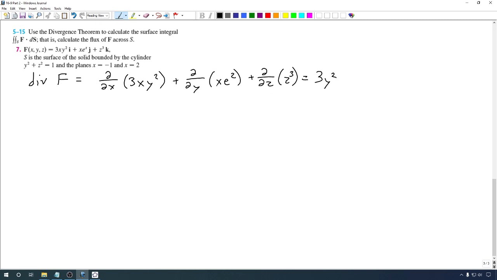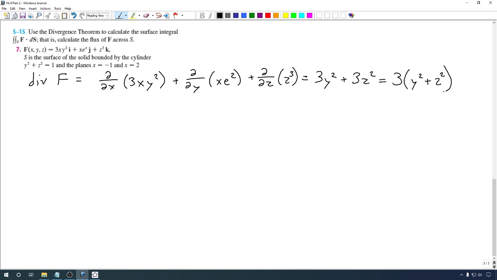There's no y's in x e to the z, so that goes away. That's one of the advantages of doing things with the divergence theorem, is sometimes parts of your actual vector field don't involve some of the variables, so they just go away. The derivative of z cubed with respect to z is 3z squared. We can actually even pull out the 3. We have 3 times the quantity y squared plus z squared.